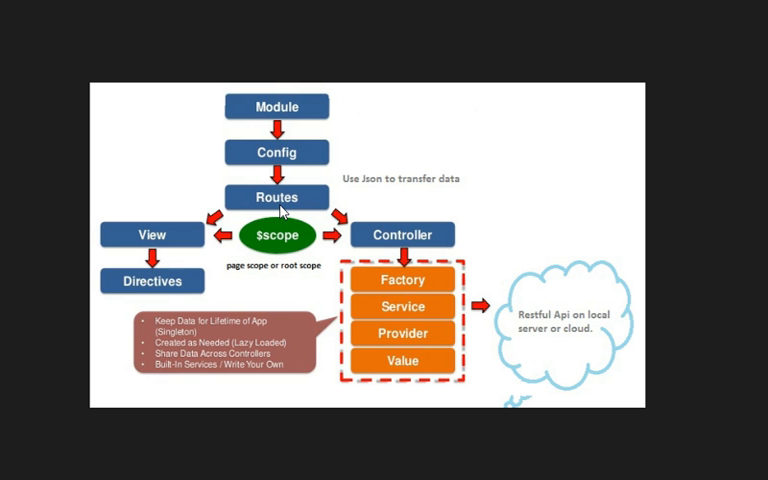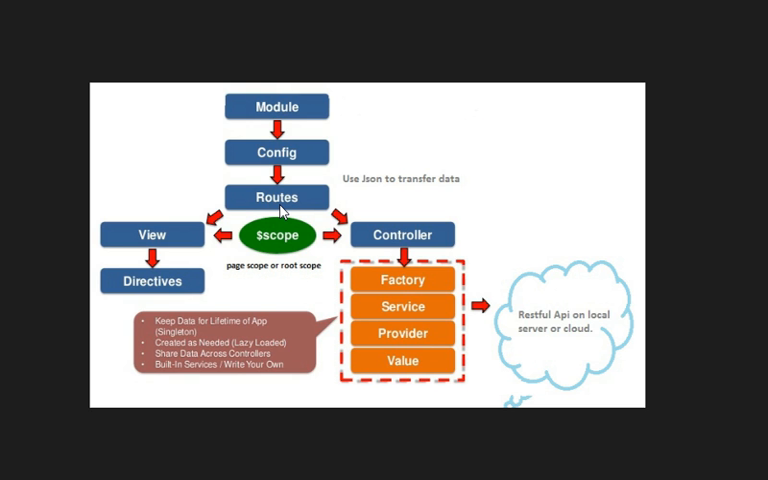Inside the view there will be directives, which are also called tag libraries. The scope is typically page scope or root scope, that is the application context scope or the page context scope. The data is maintained, and all the events are handled, by the controller. Then the controller can talk to the factory or the services, and those will talk to the RESTful API on a local server or on the cloud.